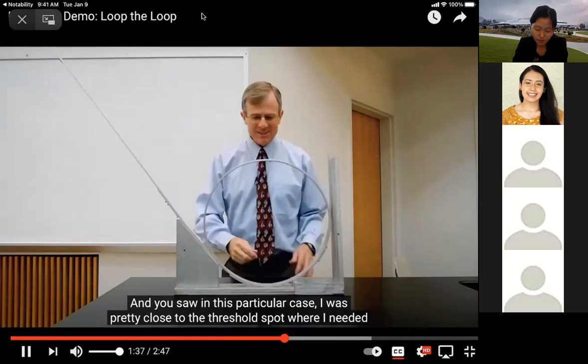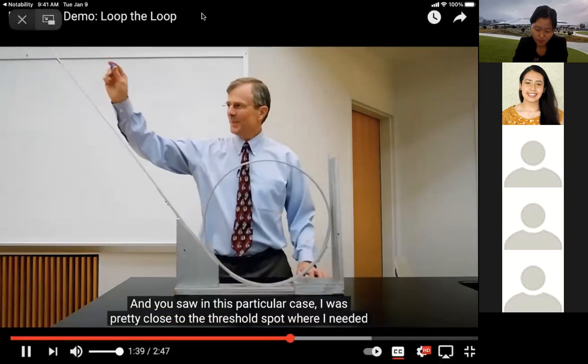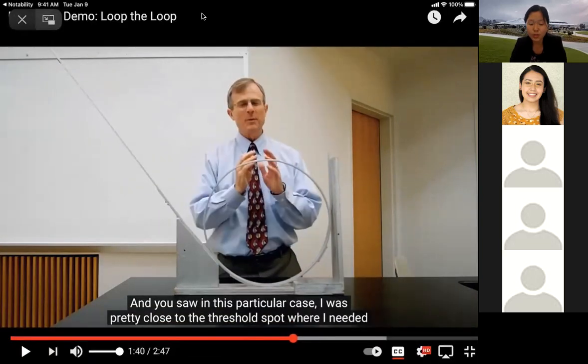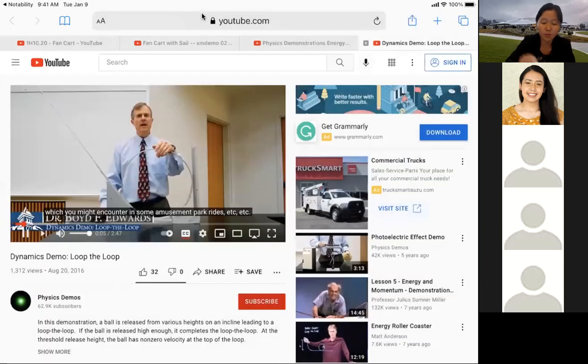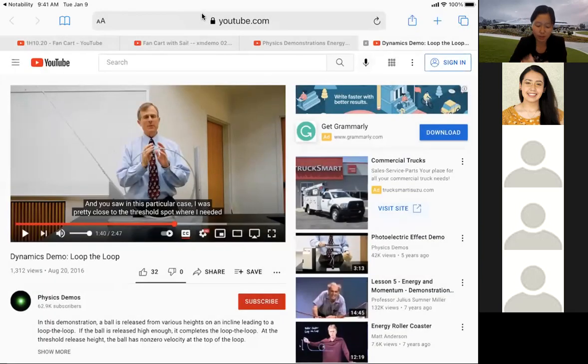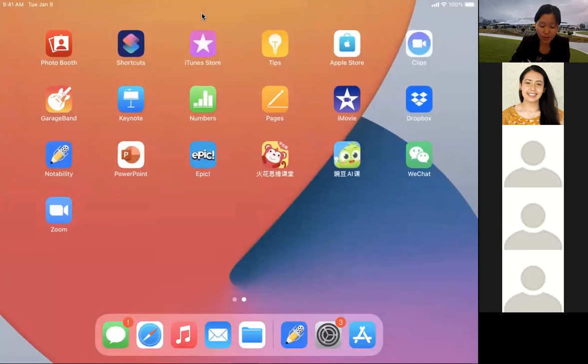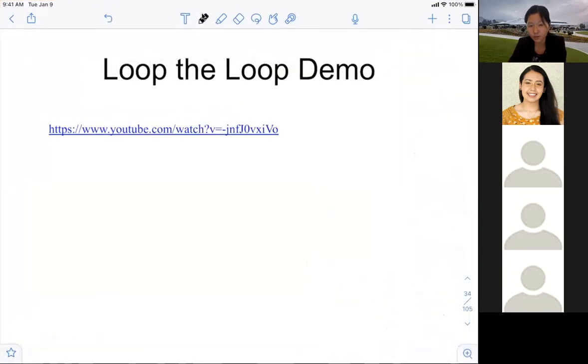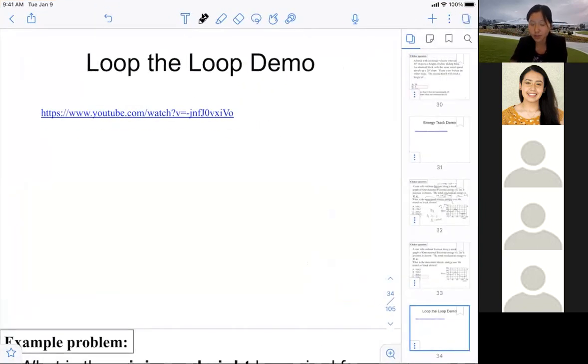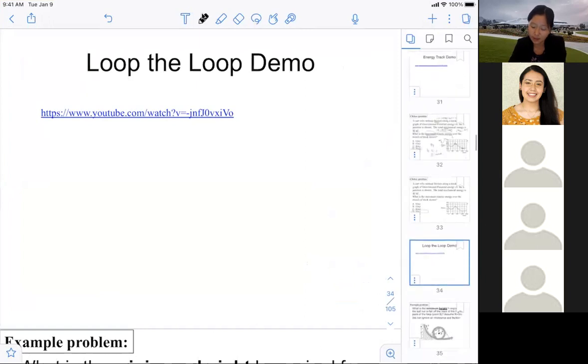And you saw in this particular case, he's pretty close to that bare minimum critical point where he barely makes it over. Any smaller than that is going to fall. So we're going to solve that today in class, of course.